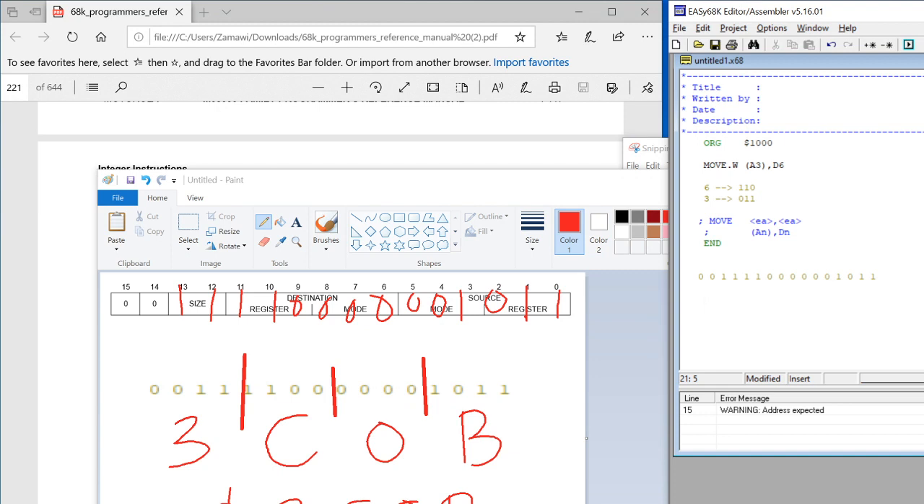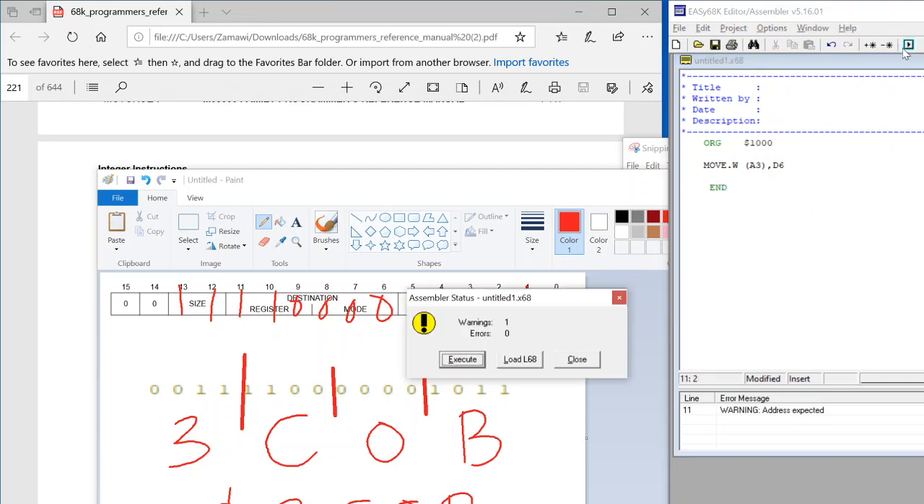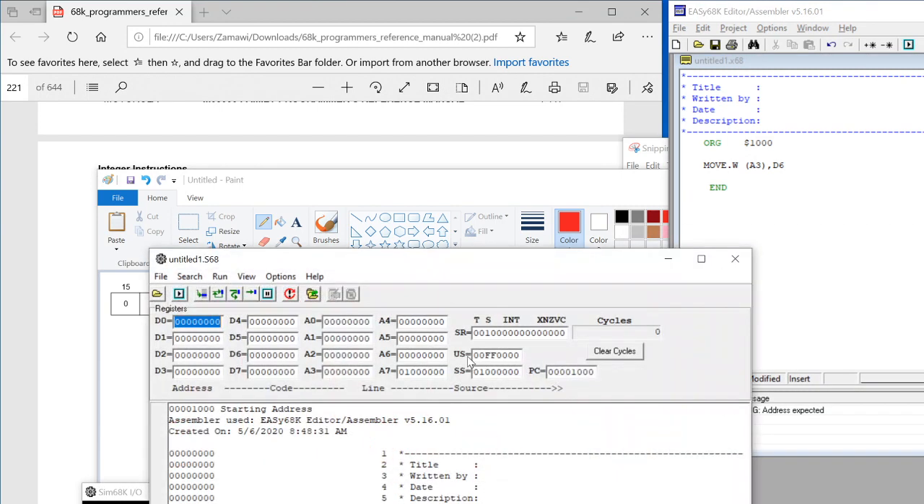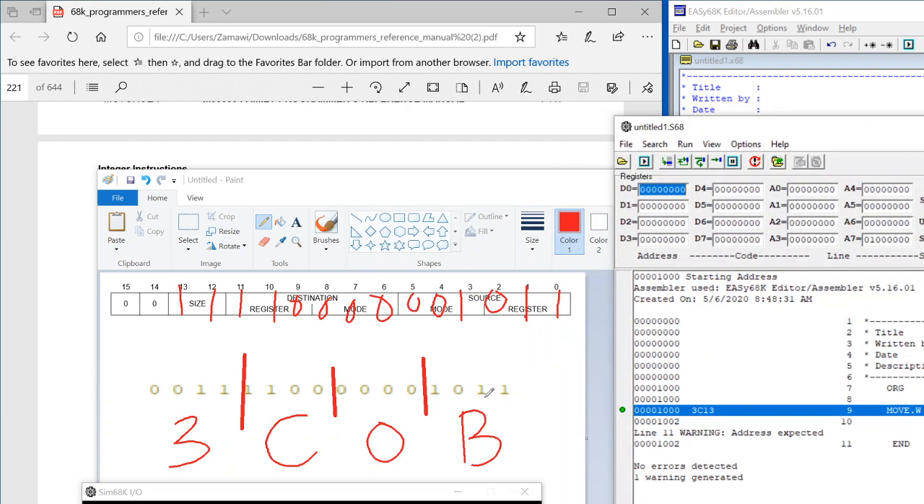So let's run this one. Remove this one and remove this one. Remove this one. Run this one. So 3C13. Do I put it wrongly? 3C13. Right. 3C0B.